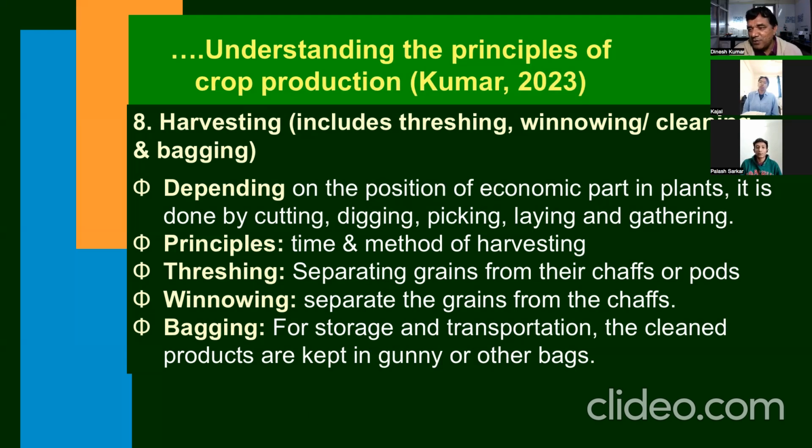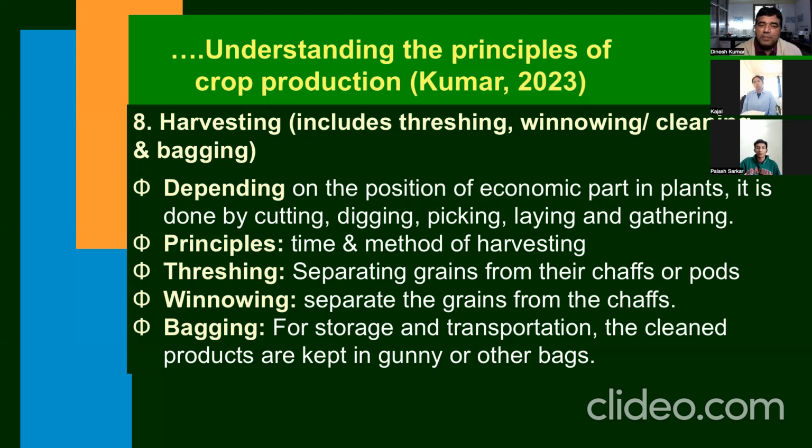Winnowing or cleaning is also important. Otherwise, you will not get a good price in the market. Attractive bagging or packaging is also important. And drying is also an important part here. It depends on the position of the economic part in the plant, done by cutting, digging, picking, laying, and gathering. So there are different methods for harvesting of the product, depending upon the nature of the product. Some are harvested by cutting, digging like potato, picking like your green peas, laying and gathering.